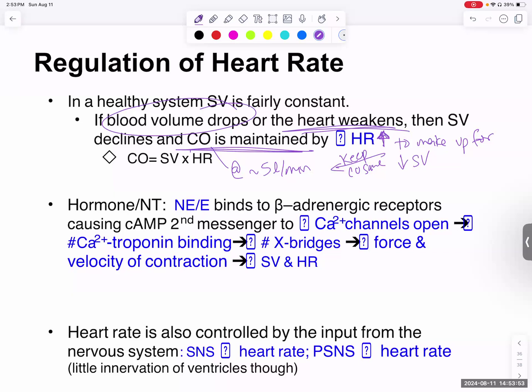that kind of thing. Hormone, neurotransmitter, neurohormones, norepinephrine, epinephrine, going to bind to adrenergic receptors. And it's basically going to increase the number of cross bridges. And how it increases the contractility of heart muscle is different than Starling's law.